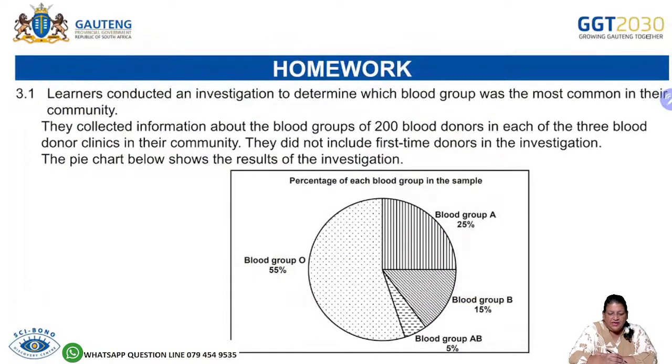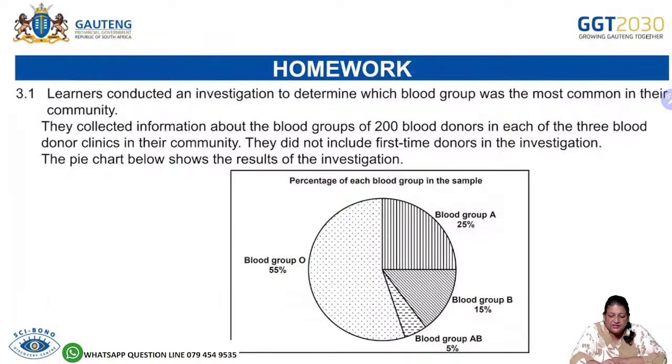That's it, right? And here's your homework, learners. This homework is very simple. You can get it from your worksheet, and the answers will also be provided to you. But just look at it. Let's just look at it. It's an investigation to determine which blood group is dominant in a community.